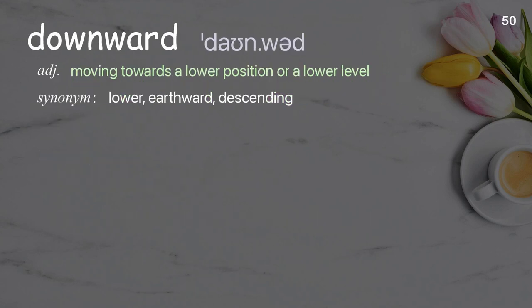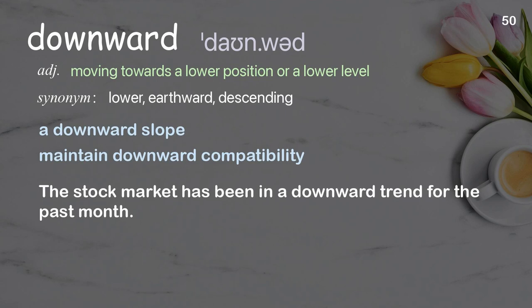Downward. Moving towards a lower position or a lower level. Examples. A downward slope. Maintain downward compatibility. The stock market has been in a downward trend for the past month.